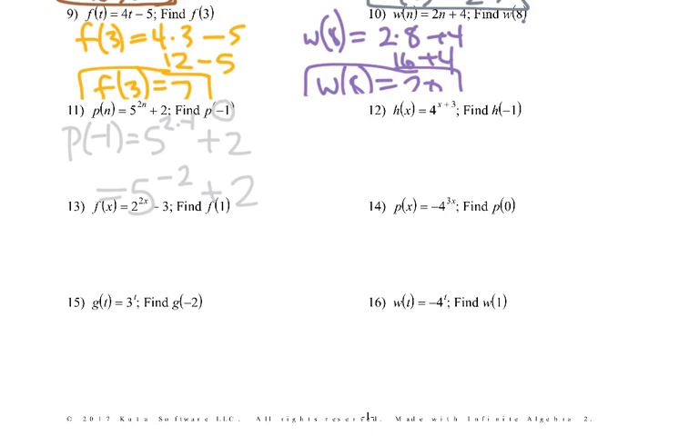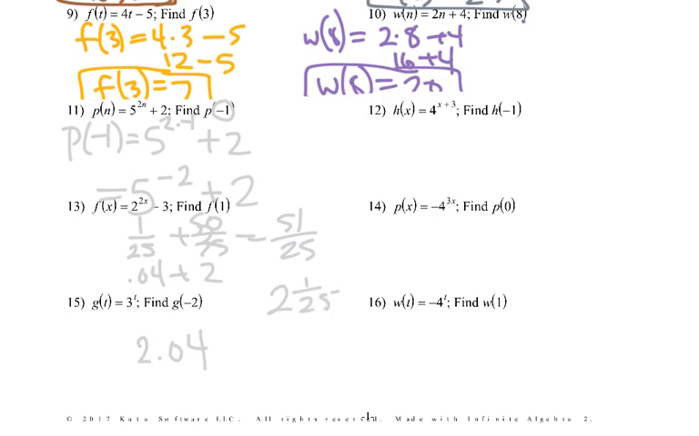So then 5 to the negative 2 gives us, and you'll definitely want to use your calculator here, 1 over 25. Or, if we wanted the decimal version, it would give us about 0.04. Either one I'll accept. Then we add 2 to it, so we can get 2.04. Or if we added 2, that would be like 50 over 25, so it would be 51/25. Or 2 and 1/25. Either one of those I'll accept, equals P of negative 1.